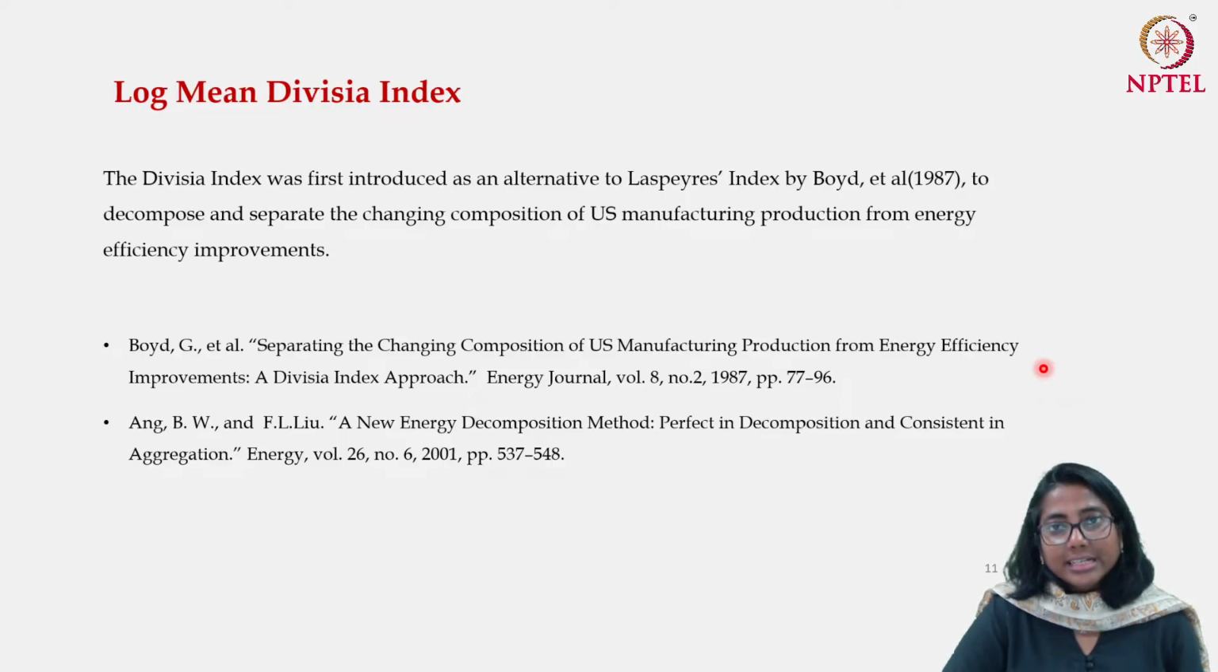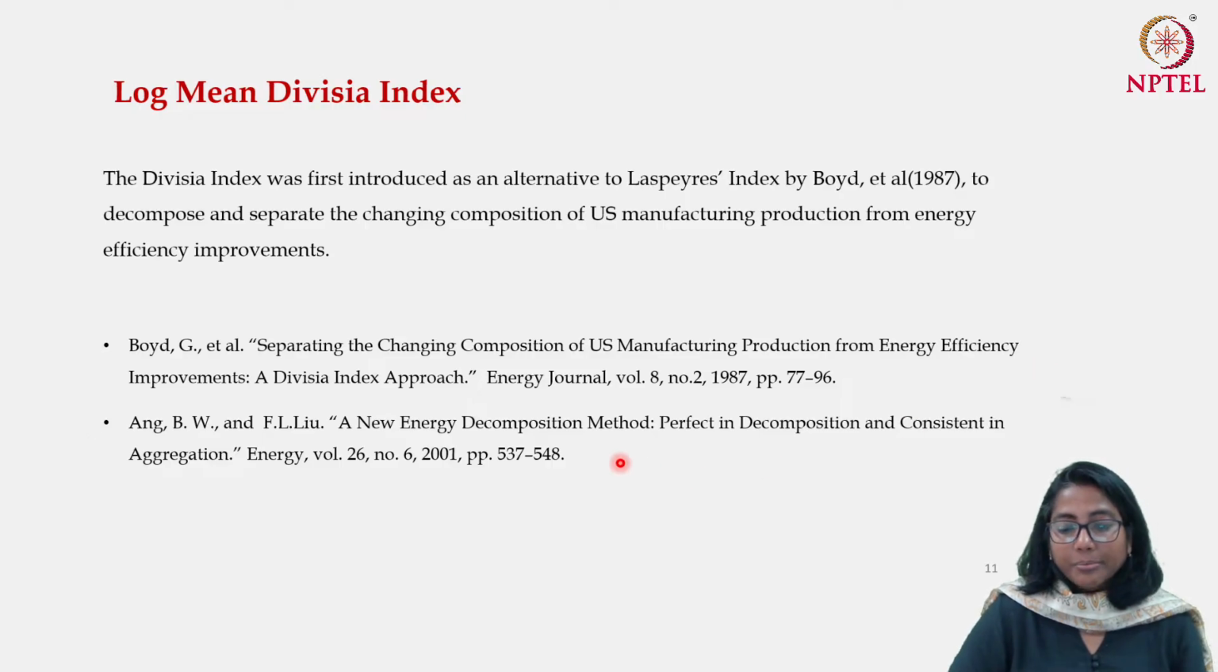Before this index number was used to understand the decomposition of energy demand, there was Laspeyres' index in use. But in 1987, Boyd and his colleagues wrote a paper on separating the changing composition of US manufacturing production from energy efficiency improvements, and there they used this kind of Divisia index method. After that, there was regular use of this method in decomposing energy demand into various attributes. Another important article that can be referred to is by Ang and Liu.